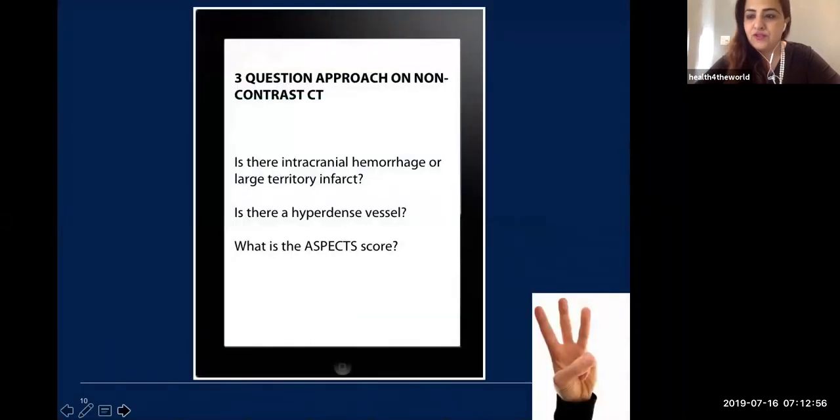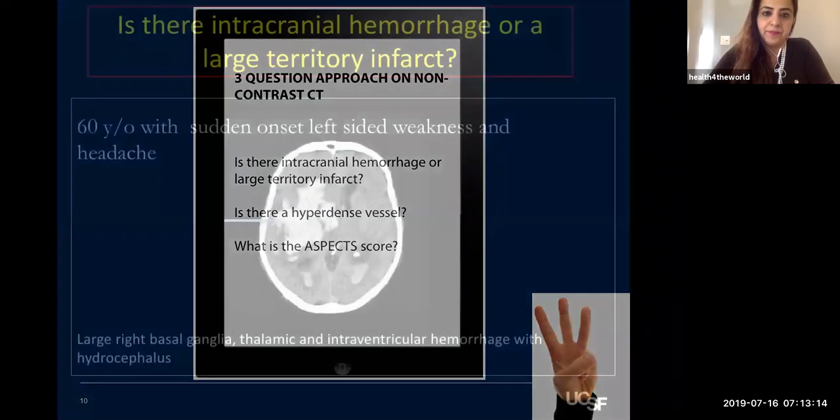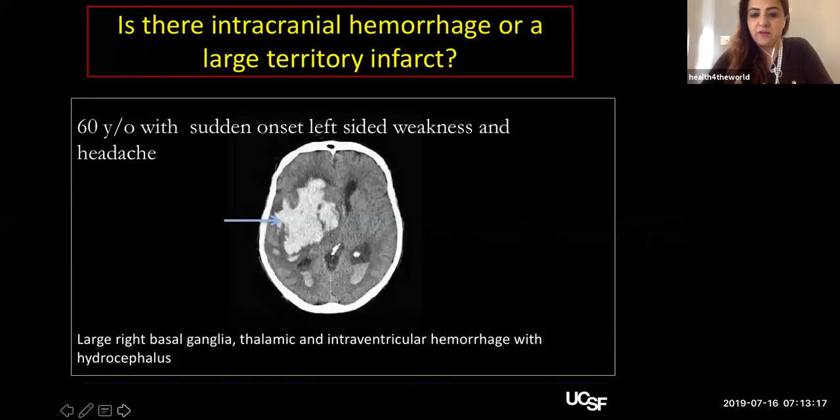So on the non-contrast CT as a radiologist, we generally have a 3-question approach. The first question is, is there intracranial hemorrhage or a large territory infarct? Second question, is there a hyperdense vessel? And third question, what is the aspect score? So the first question is intracranial hemorrhage.